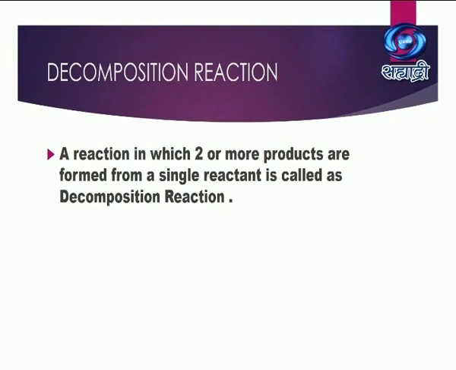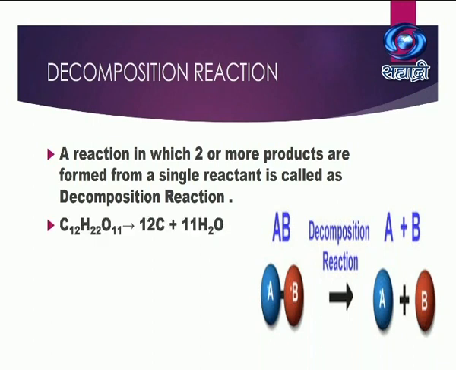So the definition is: a reaction in which two or more products are formed from a single reactant is called a decomposition reaction. An example for this is C12H22O11. It gives 12C, that is 12 carbons, plus 11 H2O, that is water molecules. Here a single reactant is getting decomposed to give two or more products.